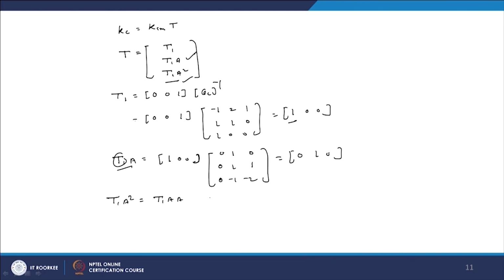T1 a we have already determined, so we take 0 1 0 and multiply with 0 1 0, 0 1 1, 0 minus 1 minus 2, and we get 0 1 1. So, we have got T1, T1 a as well as T1 a square. Now we have also got KCM. Now we multiply the KCM with T, so finally we have got T as 1 0 0, 0 1 0, 0 1 1.